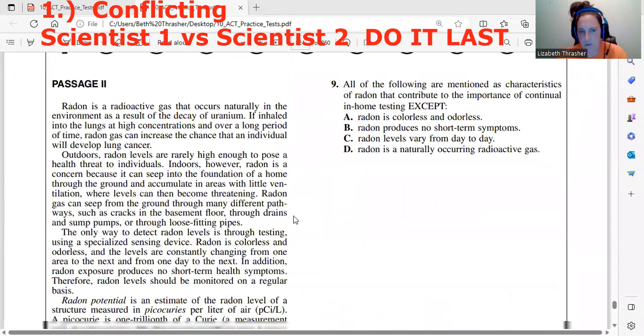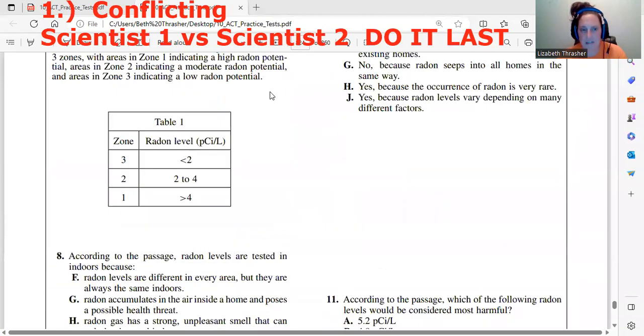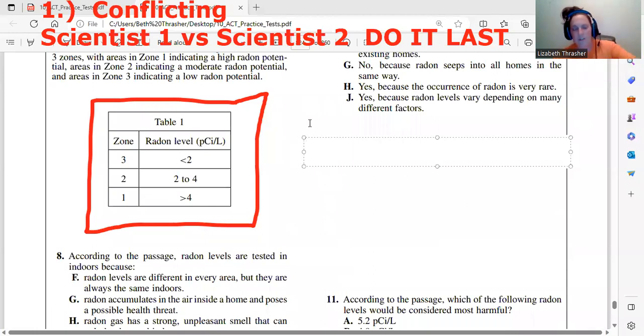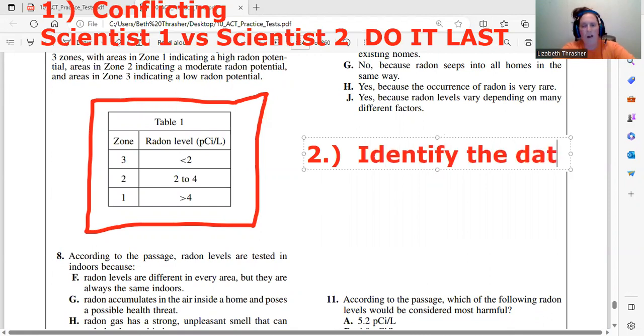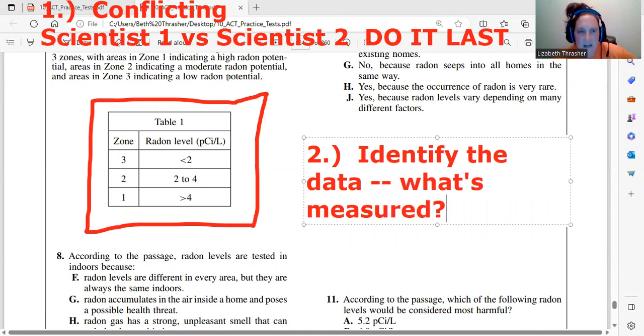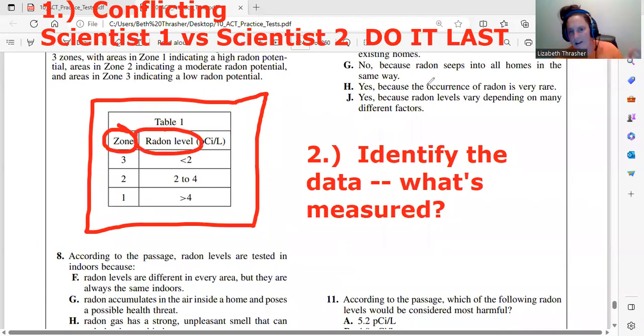Here's passage 2. As I look, there's some data. That's where you're going to focus first. So the second step after you skip the conflicting scientist passage is to identify the data. What's being measured? Here they have a zone and radon levels. That's what's being measured. This is a rather simple passage.